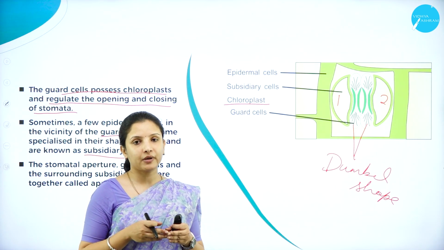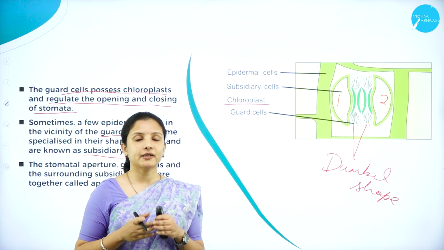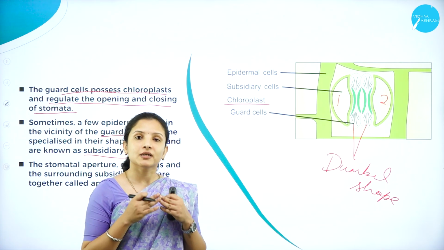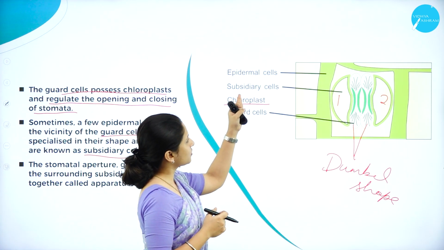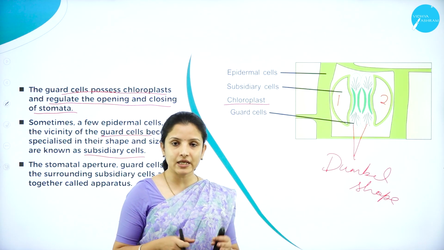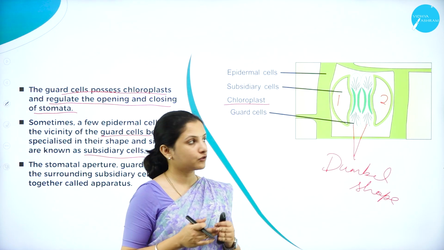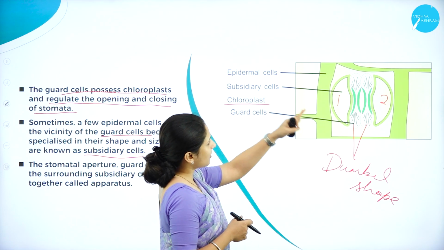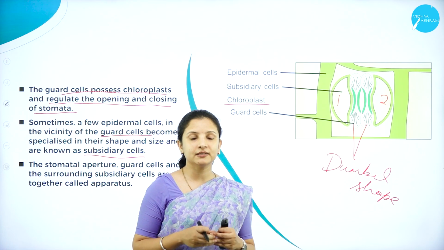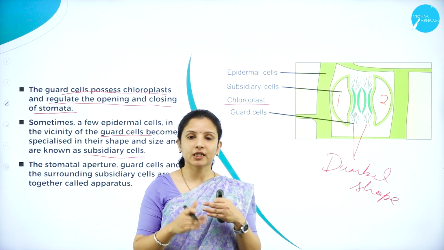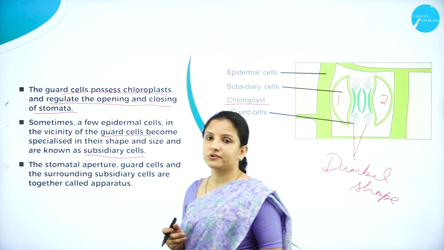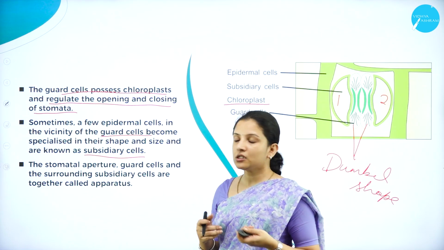So what is the stomatal apparatus composed of? The stomatal apparatus consists of two guard cells which are either bean shaped or dumbbell shaped depending on the plant species, and they have chloroplasts present in them. Because of the chloroplasts, they are green in color and they help in photosynthesis. Apart from that, some of the epidermal cells surrounding the guard cells modify themselves or change their structure and get converted into subsidiary cells. They are supporting cells for the guard cells.